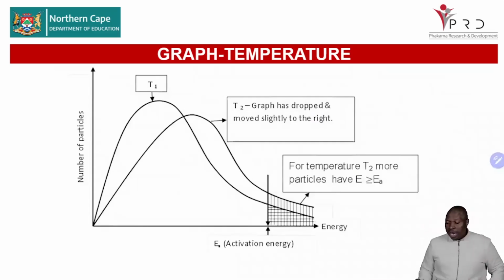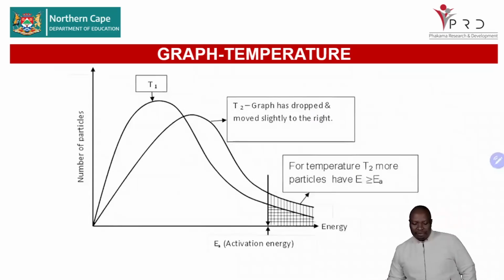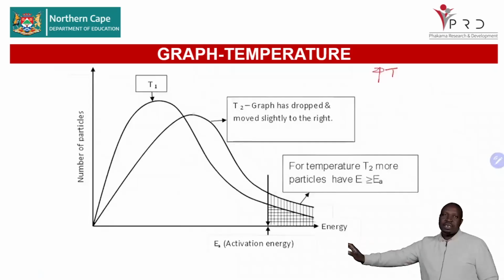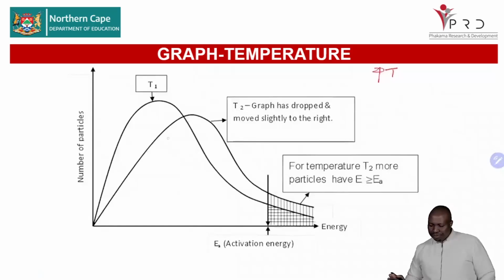Now, we look at the Maxwell-Boltzmann distribution curves. Very much important that you understand all of them. Now, know that for temperature, when we increase temperature, you see what happens to the graph. The graph shifts to the right and touches the original graph. So it shifts to the right, T2. Hence, we're saying the graph has dropped. It shifts and touches. That is the graph of temperature.